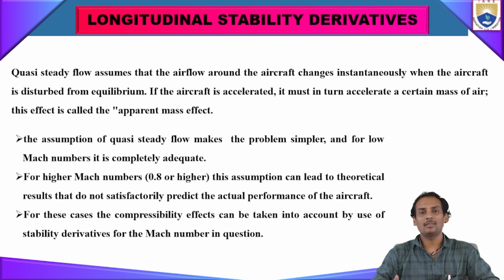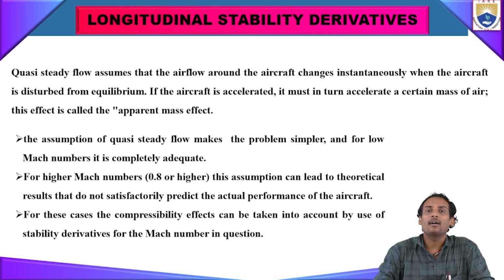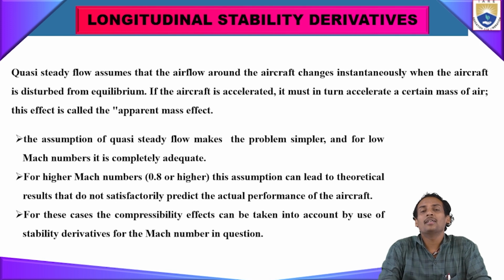When the aircraft motion is disturbed from the equilibrium condition, in an accelerated flight, unlike a cruise condition where the velocity is constant, the velocity changes with respect to time. So a certain mass of air must be accelerated, and this change of acceleration of the air mass is called the apparent mass effect.